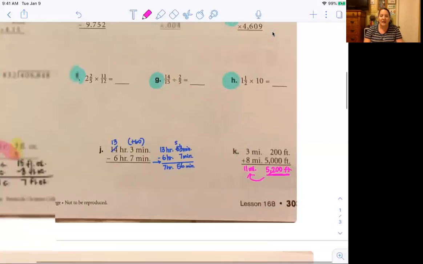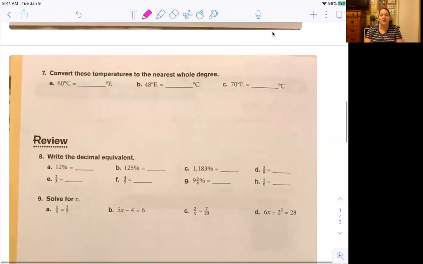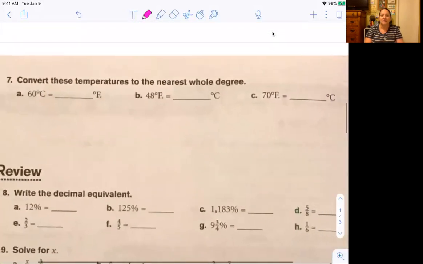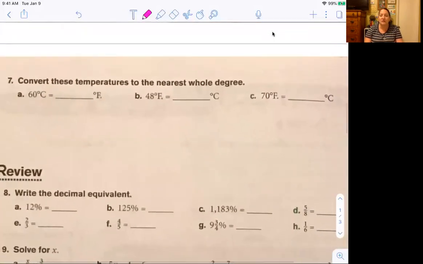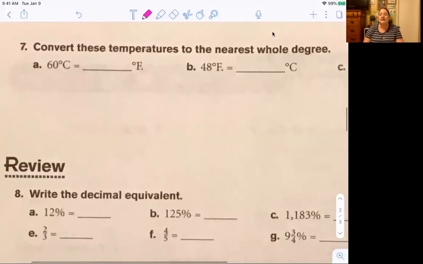So cool. Okay, let's go to the back of the paper. We're going to do some conversions with heat, with Celsius and Fahrenheit. We're just going to do 2 of them. We're going to do A and B. And it says to round to the nearest whole degree, so we might need to do that.